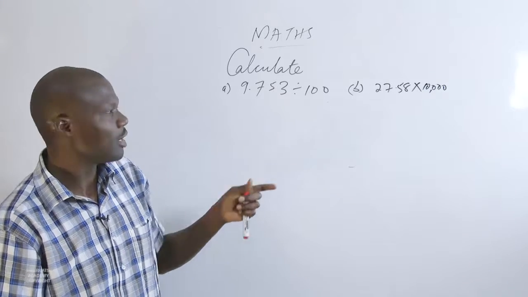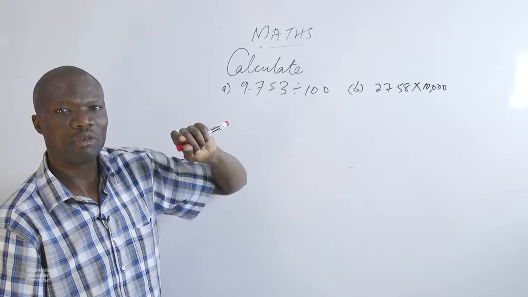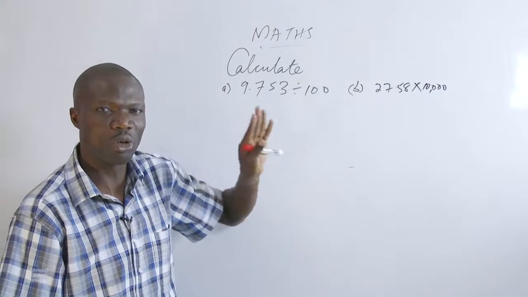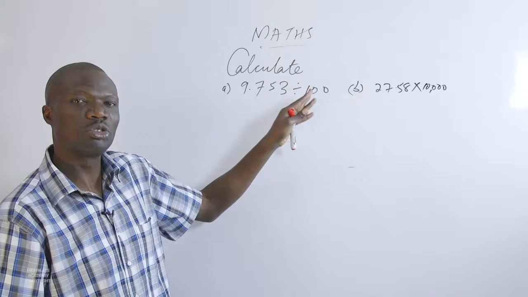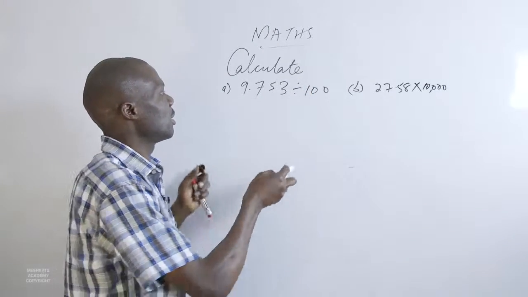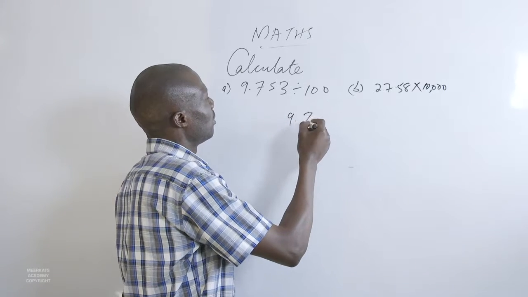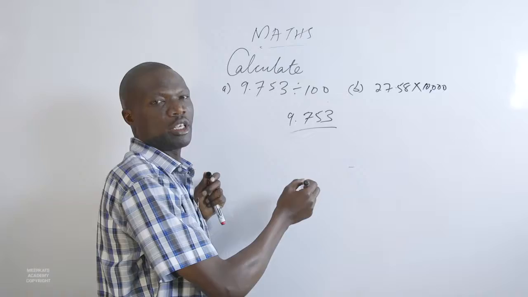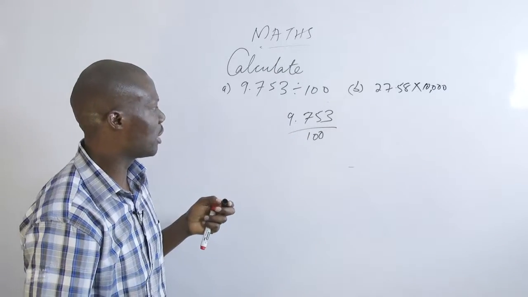The rule says when you are dividing by a power of 10, we look at the number of zeros and we shall move the decimal point. The number of steps are dictated by these zeros to the left. So for this case here, it is the same as 9.753 over 100.